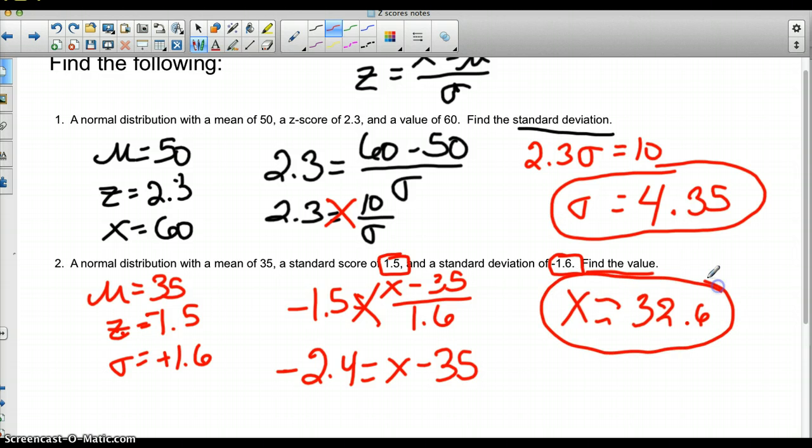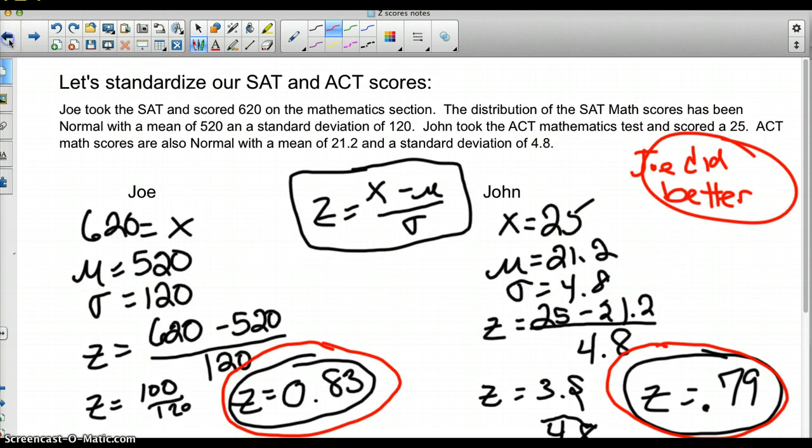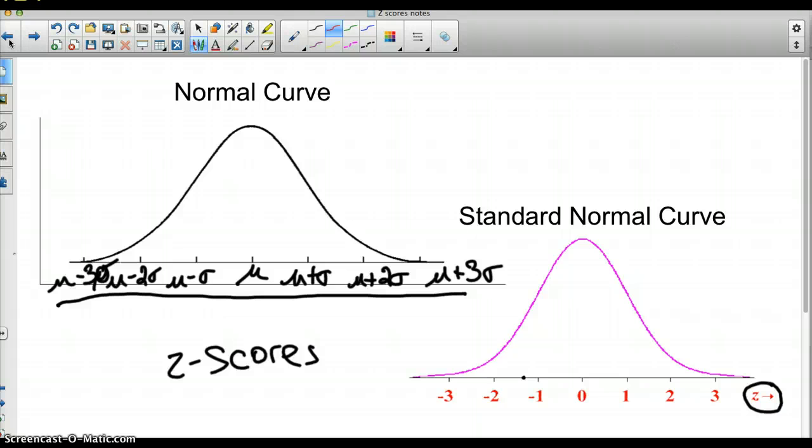Okay. So you can find standard deviation if you know the mean, the z-score, and the value. You can find the value if you know the mean, the standard score, and the standard deviation. And you can find the z-score if you know the mean, the value, and the standard deviation. Okay, just a few things to make sure you know when you're looking at the curve. Here, if you get a negative standard score or a negative z-score, you end up having a number that's less than the mean. That's going to come into play and be important next time.